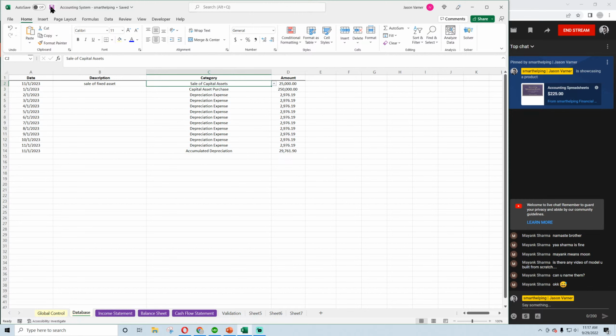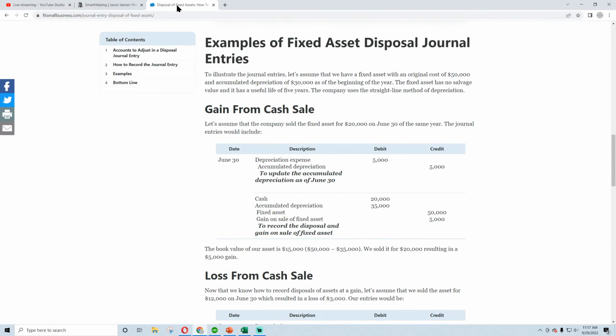So here's where it gets tricky. Let's see how we're defining gain on sale. So what are we saying? The book value is 15,000, which is 50 minus 35. So we have the initial purchase amount less the total depreciated amount. Okay, does that make sense? So book value is 15,000.